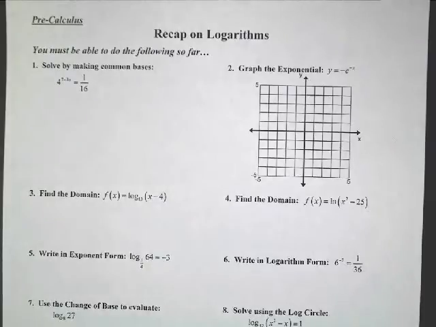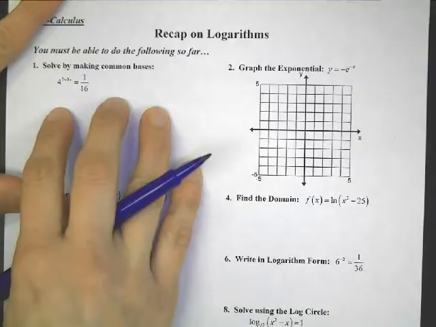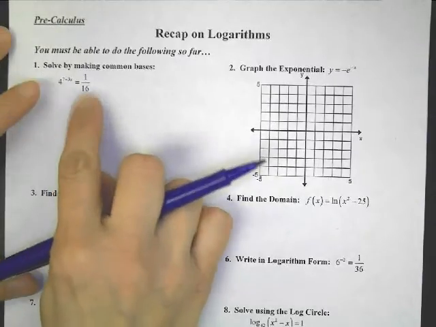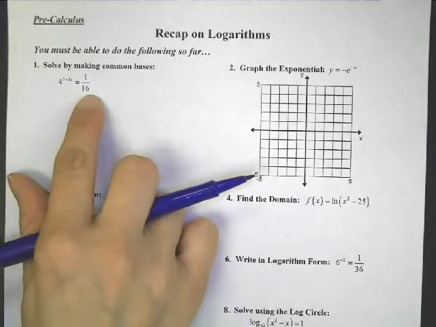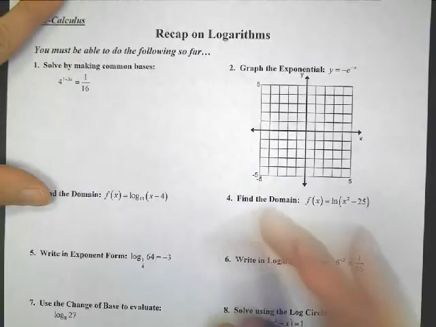So here is a little recap on all the things we've learned thus far about logarithms. So the first thing you must be able to do is solve by making common bases. So examine the problem and try to figure out what base they could both be turned into. These problems can both be turned into a base of 4.